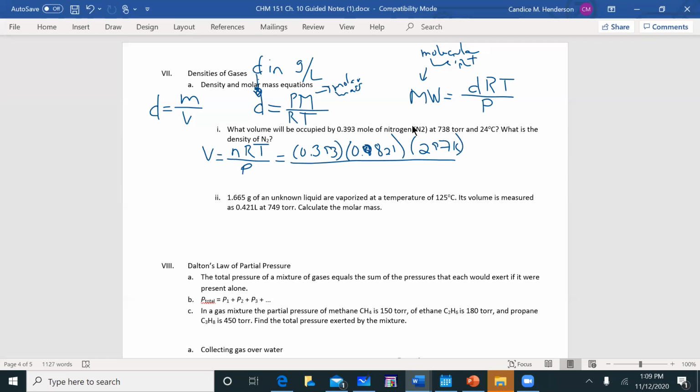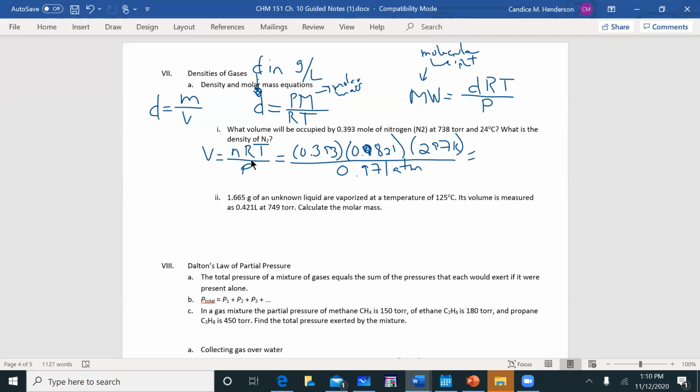We're at 738 torr. We don't want to be in torr, we want to be in ATM. Remember, torr is equivalent to mmHg, and for every 1 ATM, there are 760. So we take this number and divide it by 760, and this tells me I've got 0.971 ATMs.